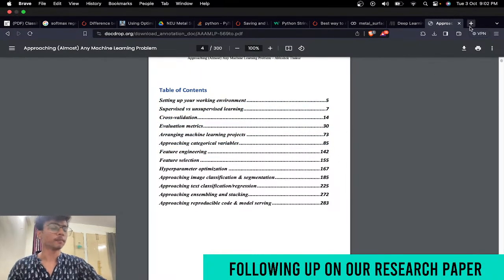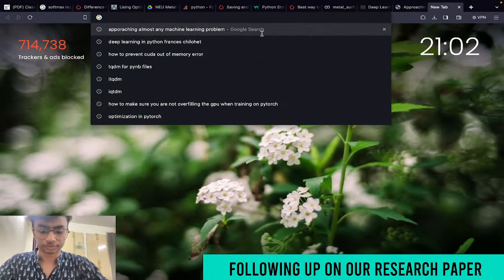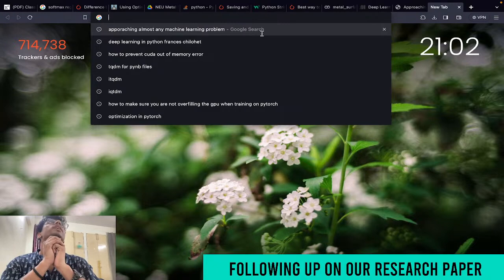And one more book that I'll recommend to any machine learning person would be, I'm not exactly sure, it was a Manning publication book.